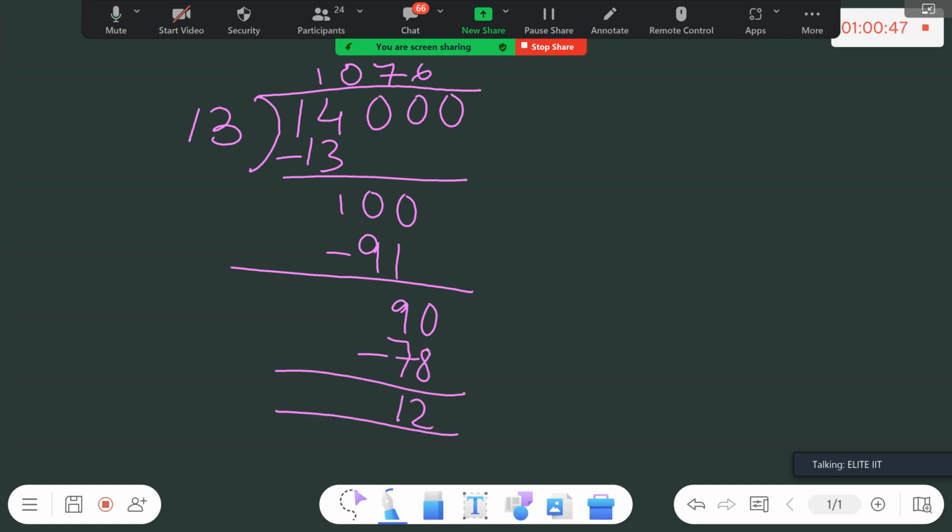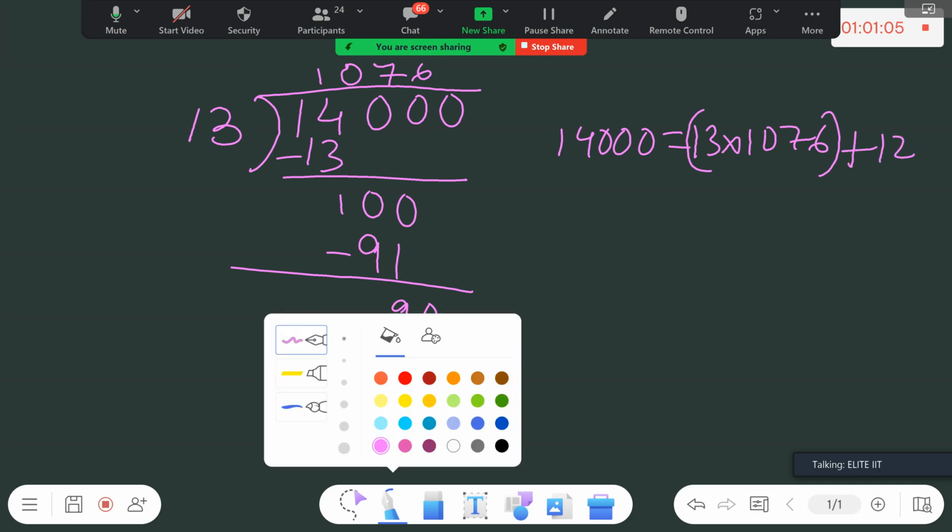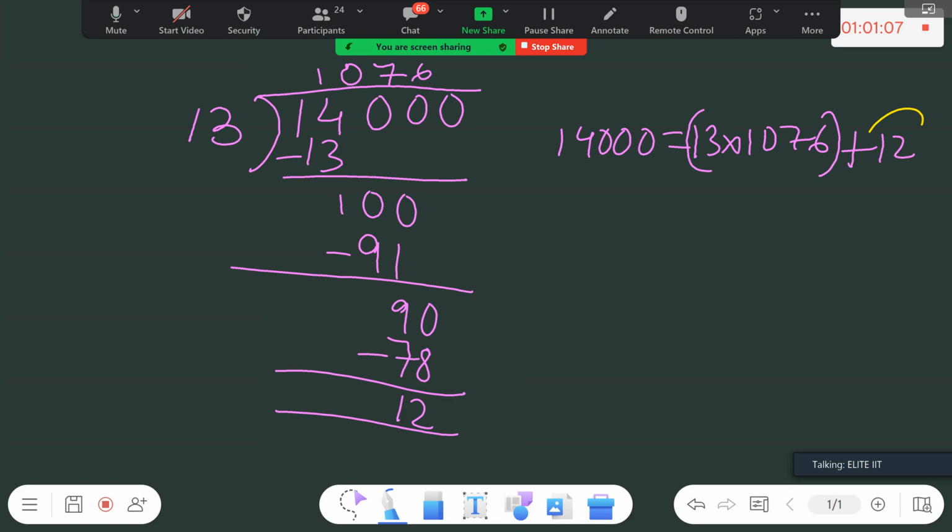So now see. From here we can see that our 14,000 is basically 13 into this 1076, plus the remainder 12. Varshini, what is the remainder here? 12. So the remainder is 12.